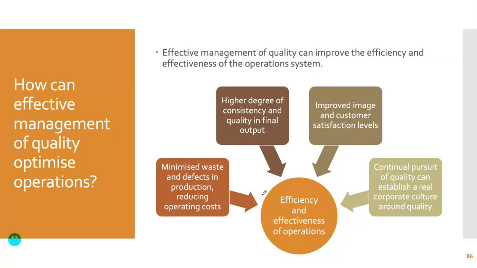Now, if they do this effectively, whether it's total quality management, quality control, quality assurance, effective management of quality can improve the efficiency and effectiveness of the operation system. It will minimize waste and defects, reducing operation costs, drive consistency and quality of the final product, improve customer satisfaction and image, and can create this corporate culture which is invaluable. So in short, doing these strategies should increase the efficiency and effectiveness of their operations.